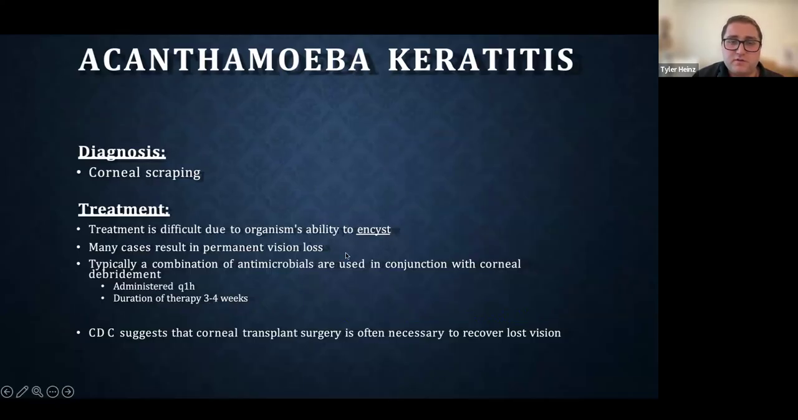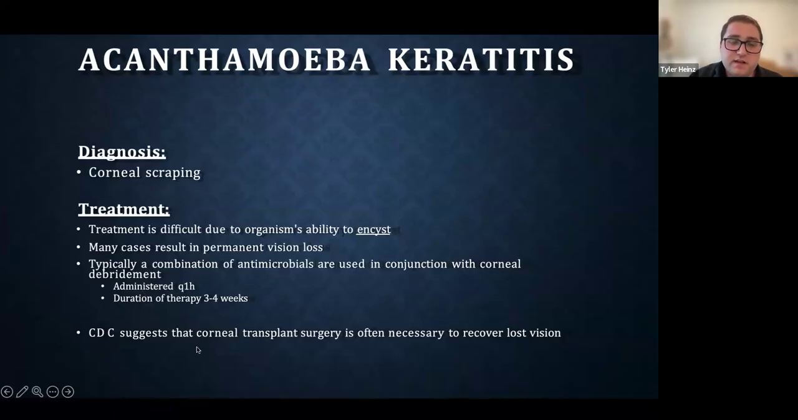Treatment is a little more difficult due to the organism's ability to encyst itself. Many of these cases are going to result in permanent vision loss. It's really hard to treat these things. We can give them a combination of antimicrobials, corneal debridement, again, try and scrape out those diseased cells, try and scrape off the plaques of the amoebas. And of course, the drops that we are going to be using may be used every single hour, and we're going to be using them for weeks at a time.